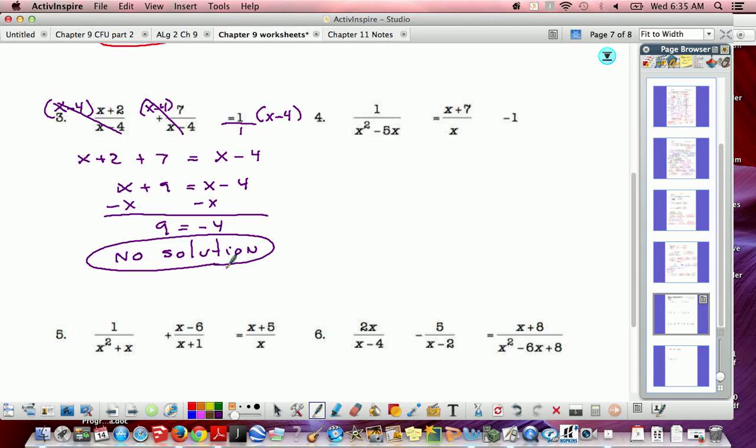All right, number 4. In number 4, sometimes you might have to do some factoring ahead of time. So if I look at this first fraction, x squared minus 5x is like saying x times x minus 5. On the second fraction, it just has an x. On the third one here, negative 1, I'll put over 1. So on this particular one, I'm going to multiply all the fractions by x times x minus 5.